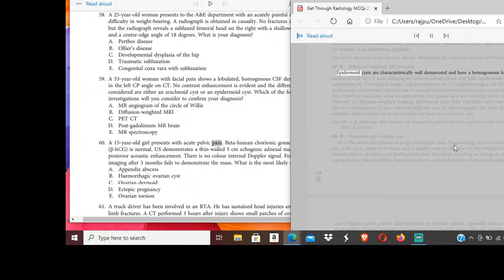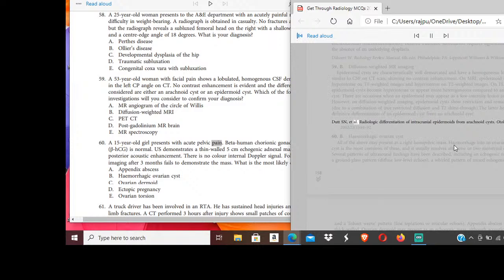Diffusion-weighted MR imaging. Epidermoid cysts are characteristically well demarcated and have a homogeneous low density, similar to CSF on CT scan, showing no contrast enhancement. On MRI, epidermoid cysts are hypointense on T1 weighted images and hyperintense on T2 weighted images. On FLAIR, epidermoid cysts become hyperintense or appear more heterogeneous compared to an arachnoid cyst. There are occasions when an epidermoid may appear as a low-intensity lesion on FLAIR. However, on diffusion-weighted imaging, epidermoid cysts show restriction and remain bright due to a combination of true restricted diffusion and T2 shine-through. The latter helps with definitive differentiation of an epidermoid cyst from an arachnoid cyst.